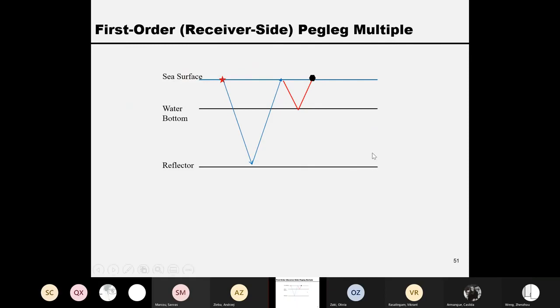For the receiver side, almost identical. There's a Pegleg in the receiver side. That's the first order water bottom multiple, water layer multiple. So the primary of this reflection is post multiplied by the first order multiple, which is the water layer. Minus R means the reflectivity of the water surface, and the R is the reflectivity of the water bottom, right?